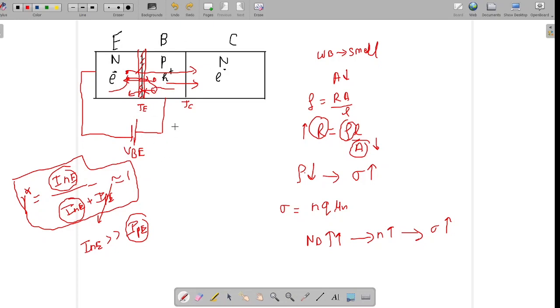Now how to do that? One way is to make the doping of the emitter higher as compared to the doping of the base. If the doping of the emitter is higher, then more electrons will come into the base.